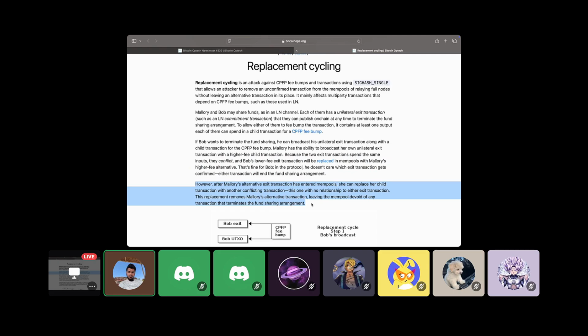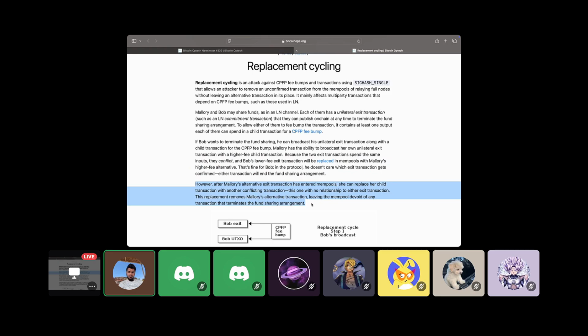Now Mallory broadcasts another transaction. Here we're talking about a third transaction that is getting broadcasted. The first was Bob's commitment transaction. The second was Mallory's commitment transaction, and the third is an unrelated transaction that Mallory broadcasts. But what is the catch? The catch is that the third transaction that Mallory has now broadcasted shares the same inputs that the child of Mallory's commitment transaction has, right? So Mallory's commitment transaction's child shares its inputs with this third transaction that Mallory has broadcasted.